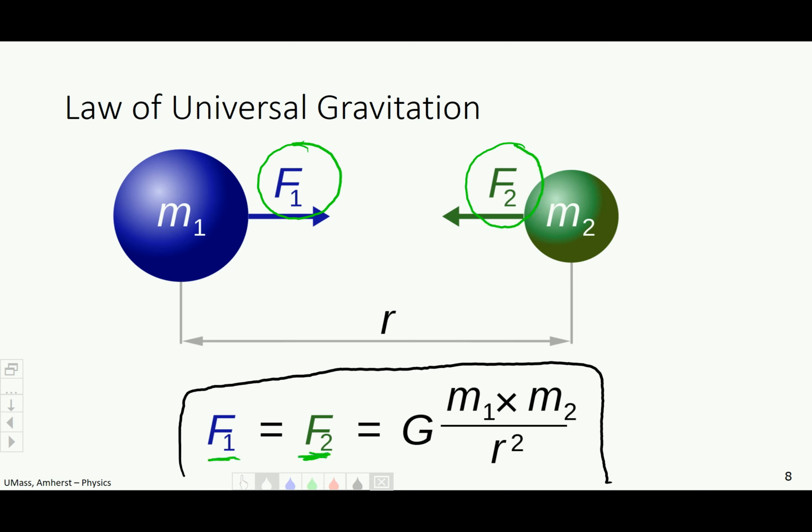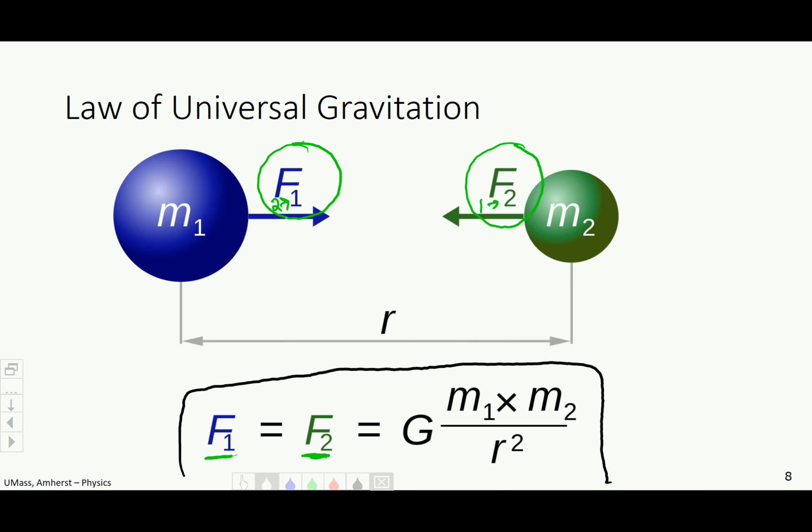Now, these are indeed an action-reaction Newton's third law pair. We would say that if this was the vector, it would be from 2 on 1, and this would be from 1 on 2. Nonetheless, they are equal in magnitude. And what is the magnitude of that force?